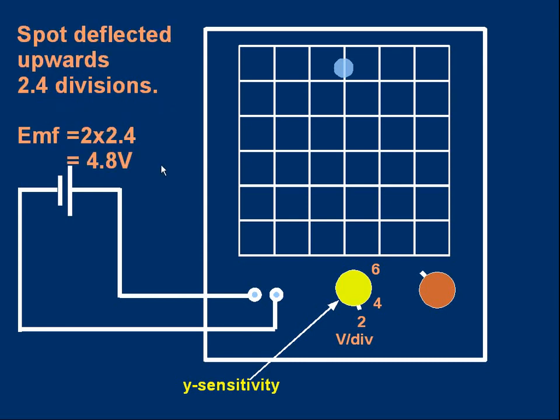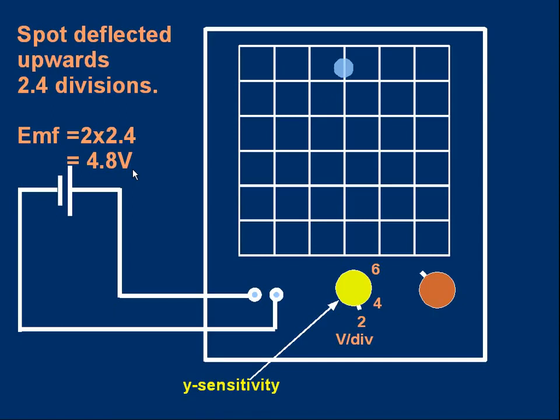Well, I hope you did it. That spot has shifted from the middle up here. We say it's been deflected. The deflection is 1 division, 2 divisions, and about 0.4 divisions. 2.4 divisions. Each division is 2 volts because that's the Y sensitivity setting. So the EMF, or the voltage of the cell, is 2 volts per division times 2.4 divisions. It's 4.8 volts. We've used the oscilloscope as a voltmeter. It's a very good one.